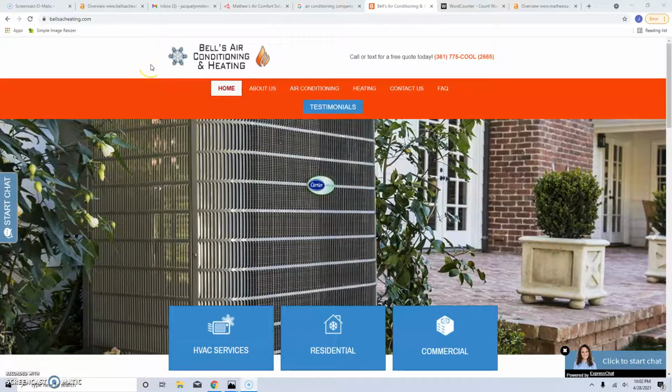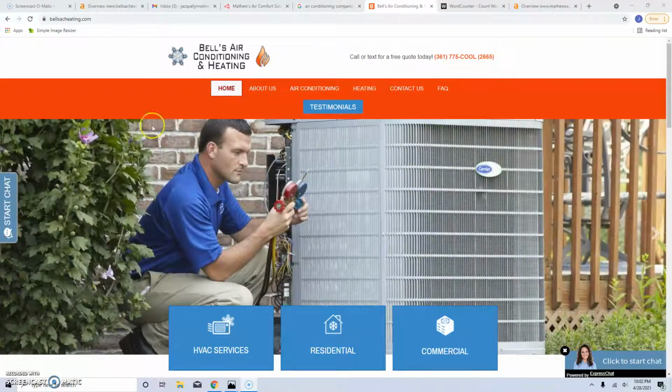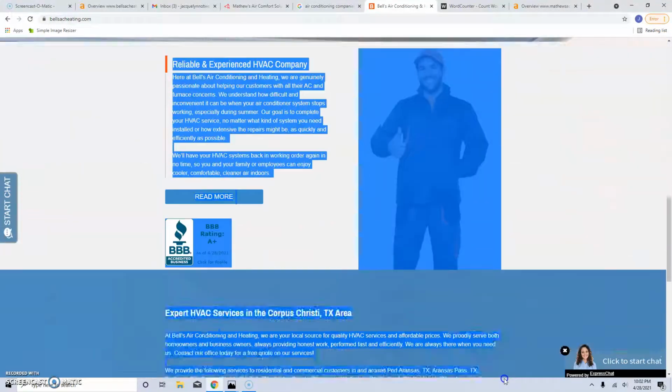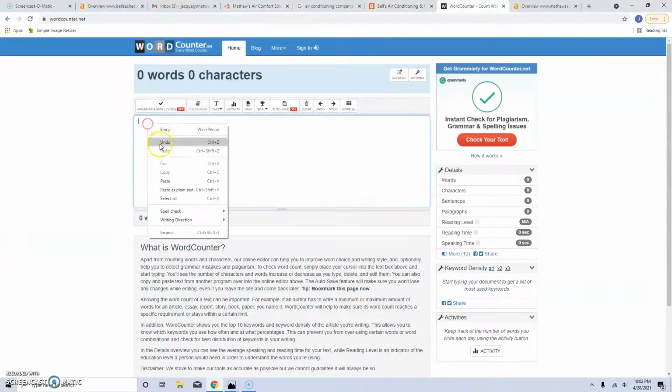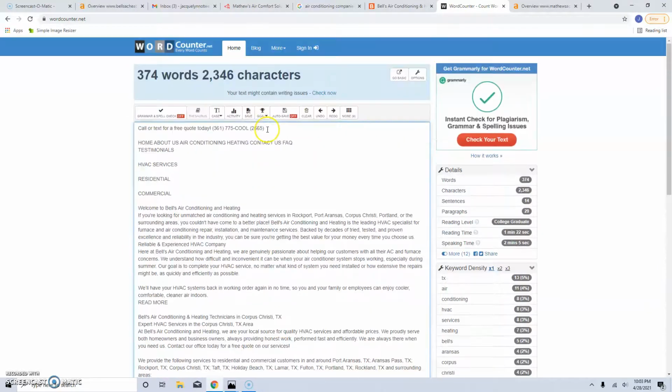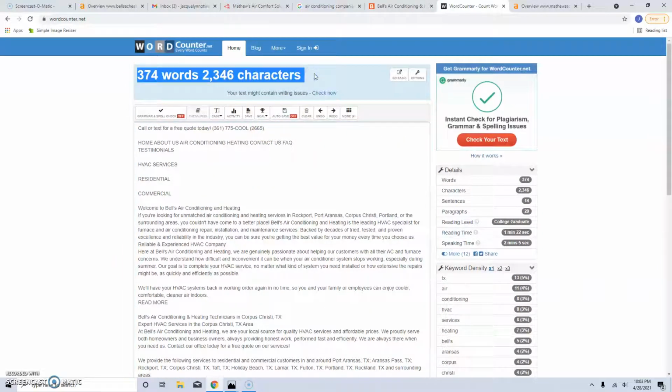Okay, moving on to the tips. First topic I'm going to cover is content. What I'm going to do here is to pull all of the content off your homepage. Content is any words, verbiage, etc. on your homepage. So I am going to pull all of your content and put it in my word counter. This brings your homepage to 374 words.